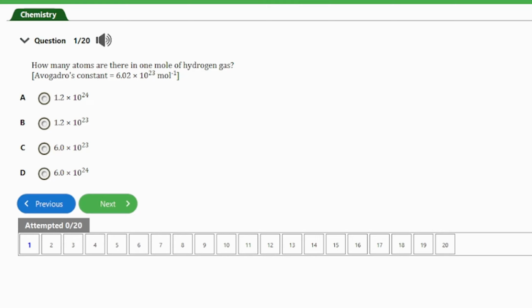It says, how many atoms are there in 1 mole of hydrogen gas? We are given the Avogadro's constant to be 6.02 times 10 to the power of 23. Let's quickly zoom into our workspace and solve this together. Hydrogen gas is H2, so in 1 mole of hydrogen gas, there are 2 atoms of hydrogen.